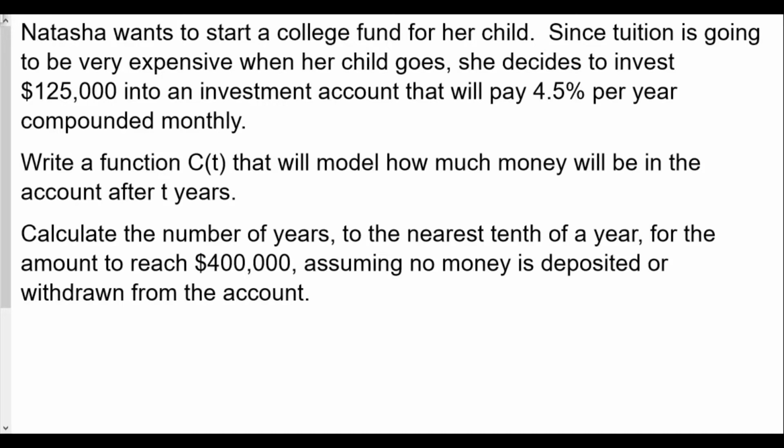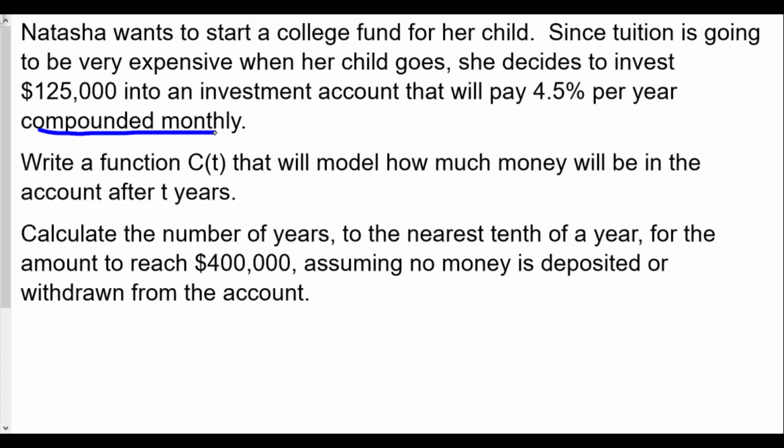Natasha wants to start a college fund for her child. Since tuition is going to be very expensive where the child goes, she decides to invest $125,000 into an investment account that will pay 4.5% per year, compounded monthly. Now, right away, when you see compounded monthly, there's a formula that we need to use. The first part is to write a function C of t that will model how much money will be in the account after t years.